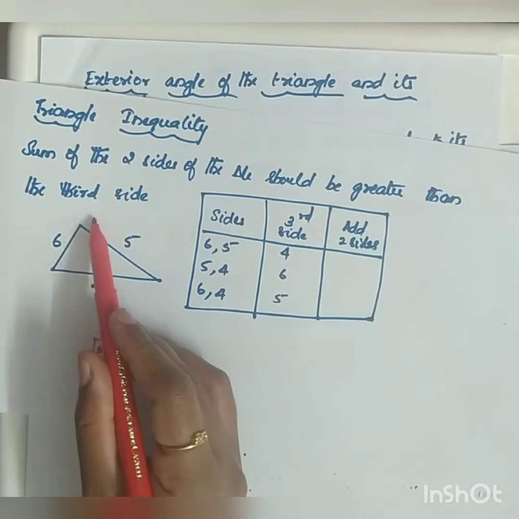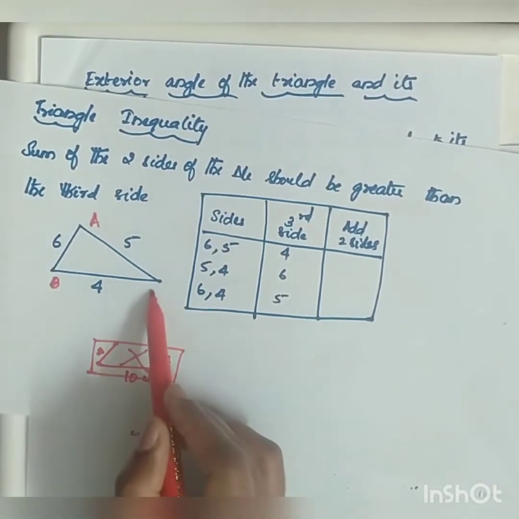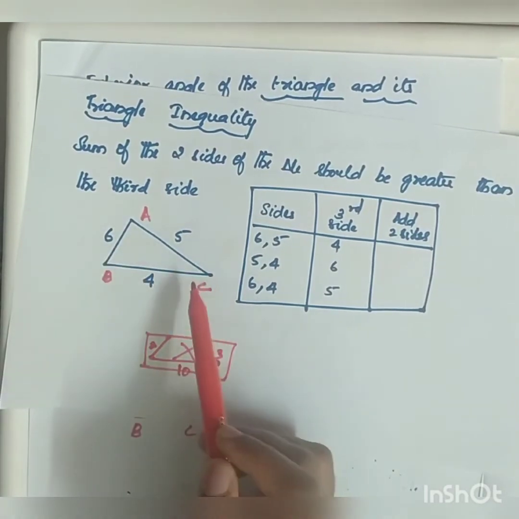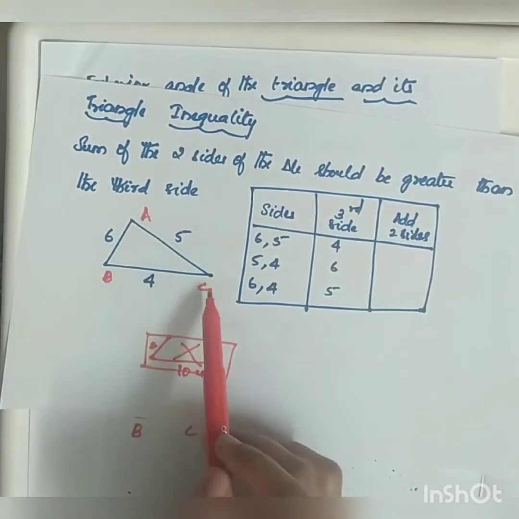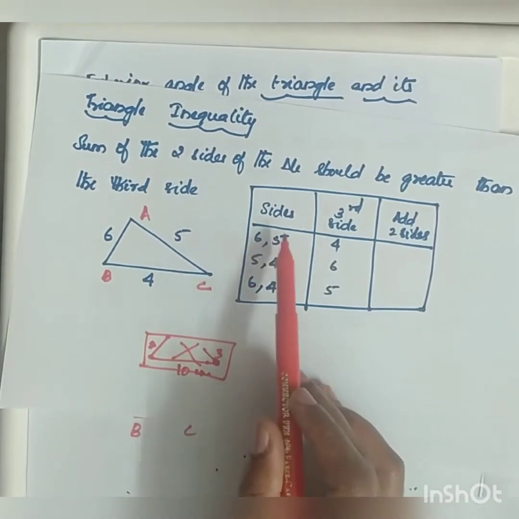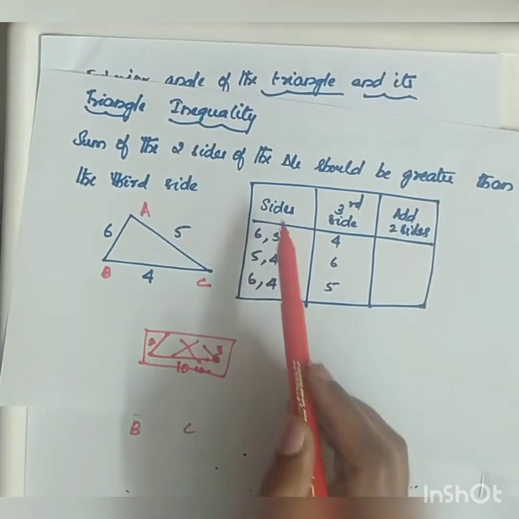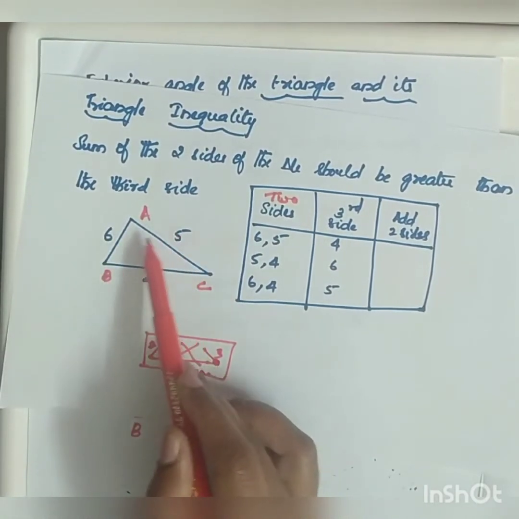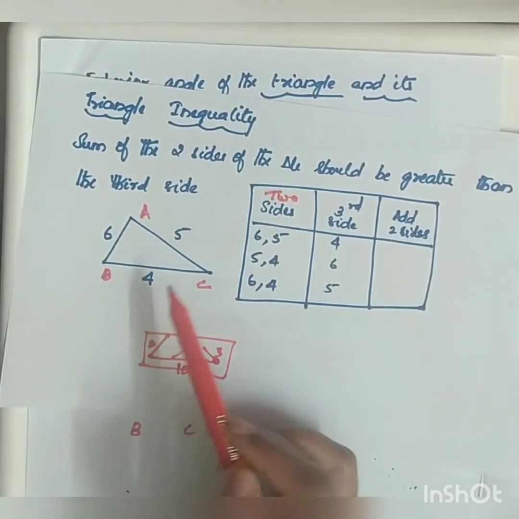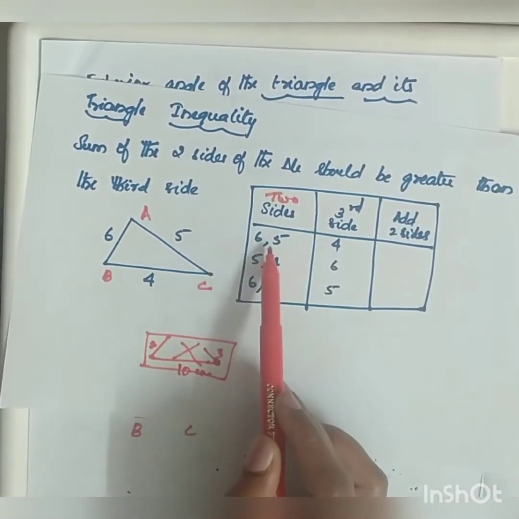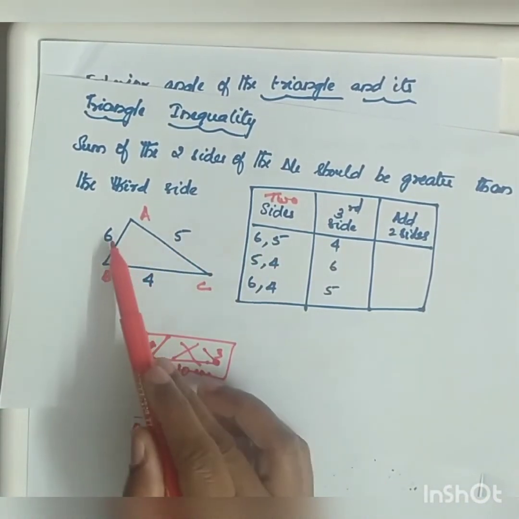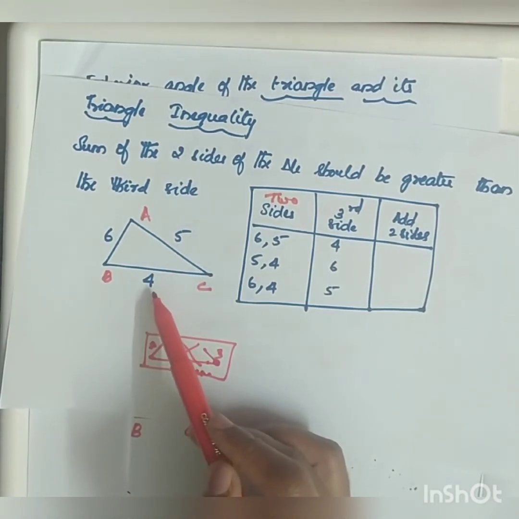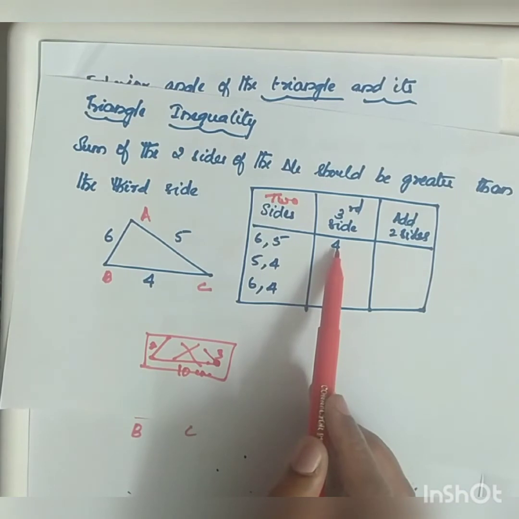Suppose we take an example triangle ABC, in which side AB is equal to 6, BC is equal to 4 and AC is equal to 5. If I take the combinations of two sides, the combinations will be 6 and 5, 6 and 4, 5 and 4. Suppose I take the first combination, the two sides 6 and 5. What is the third side? The third side value is 4.